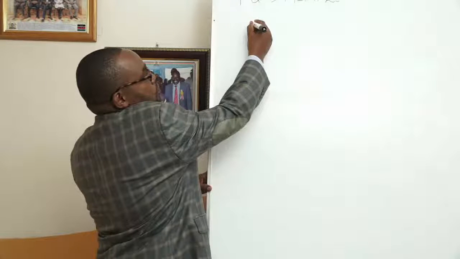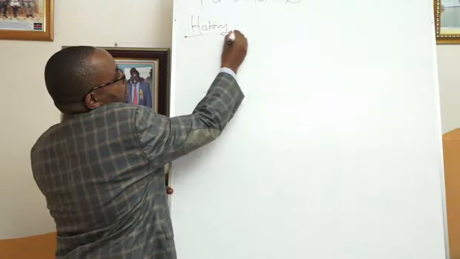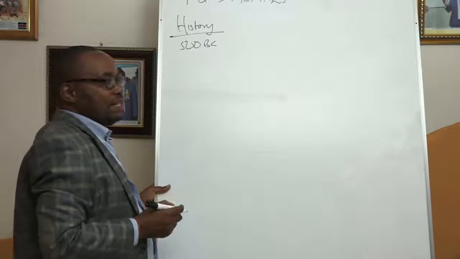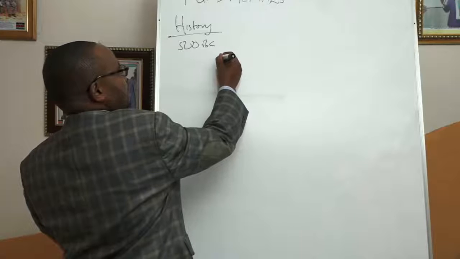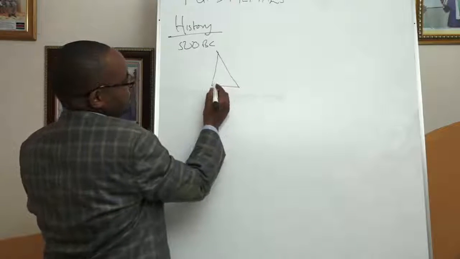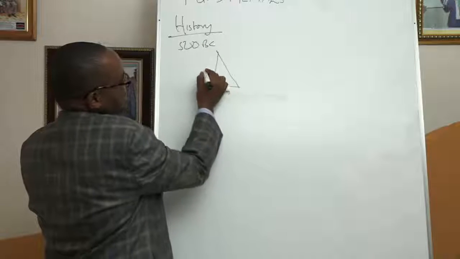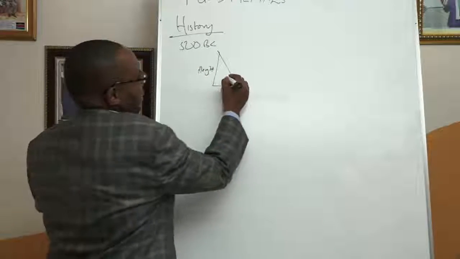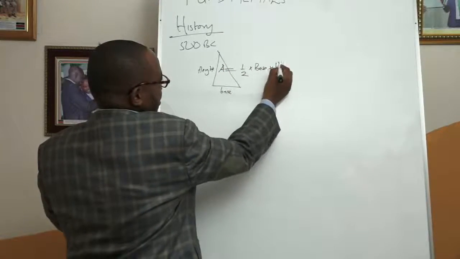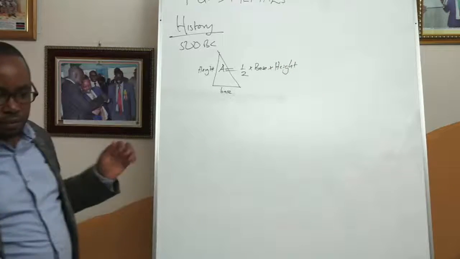And they were interested in calculating the areas of different shapes. This is the history of calculus. Around 500 BC, some mathematicians were able to come up with a formula for calculating the area of a triangle. This is the base, and this is the height. And they say the area here is half times base times height.